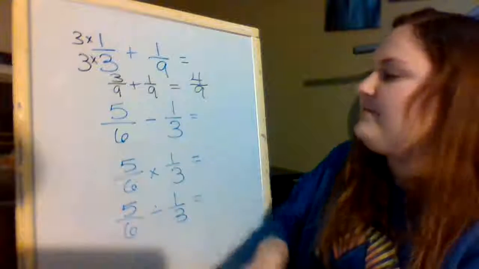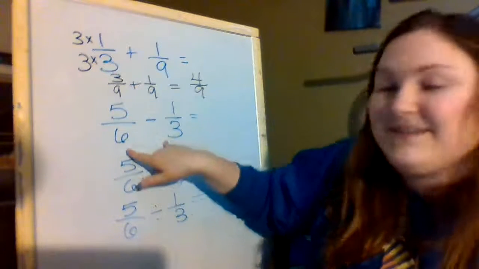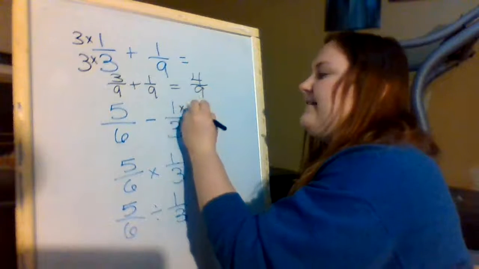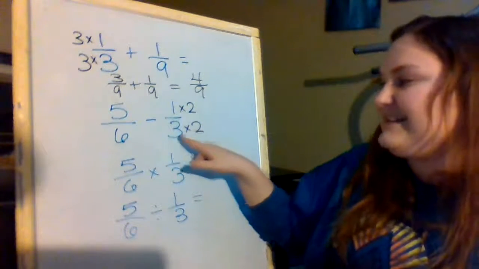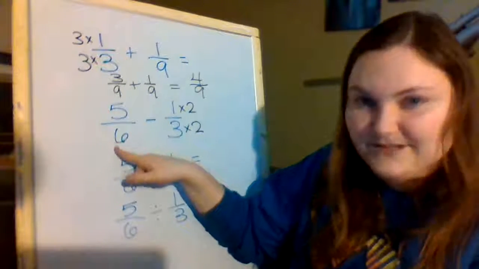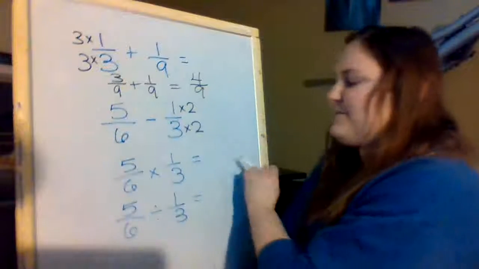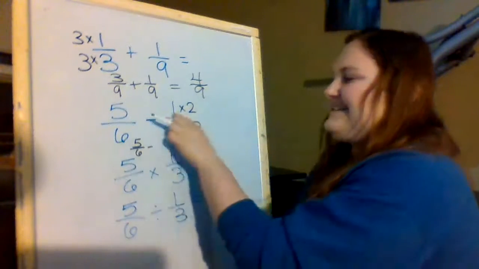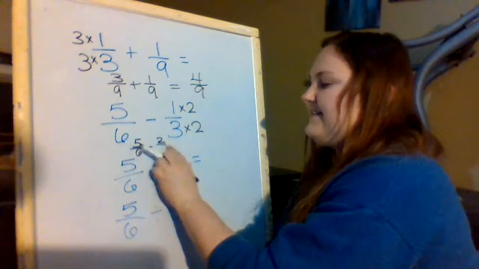For the second problem, 5/6 minus 1/3, again, we need those denominators to be the same in order to subtract. I'm going to change my 1/3 by multiplying by 2. I've chosen 2 because I see that 3 times 2 will give me 6. So that changes our problem. Instead of 5/6 minus 1/3, it would be 5/6 minus 2/6. Whoopsie, my hand's not listening to my brain.